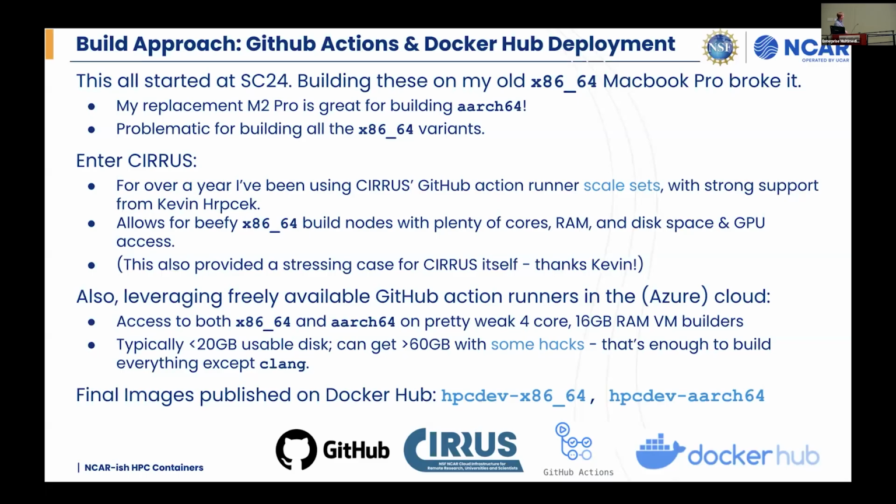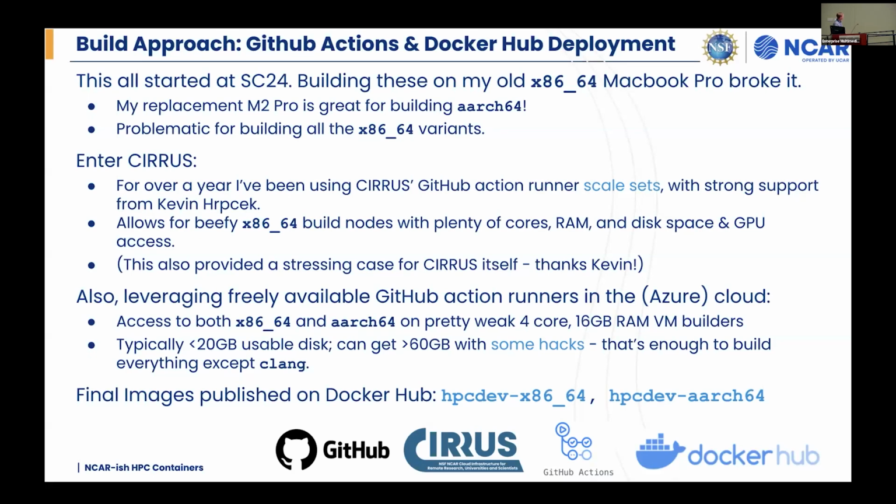And then, a little more than a year ago, Cirrus came online and was able to be used for this work as well. Kevin just gave us a good talk about some of the capabilities, but one of the things he used is a GitHub Actions scale set. That really handles the x86 problem. These are beefy nodes, they have plenty of disk space, and they have GPU access as well. I'm also using freely available GitHub action runners in the cloud. These are available free for open repositories.